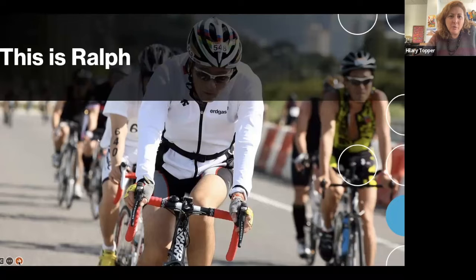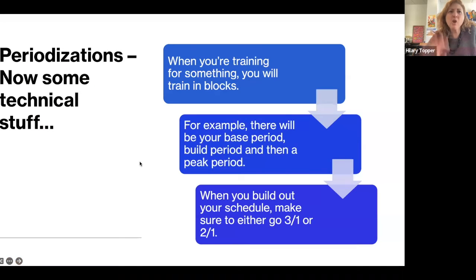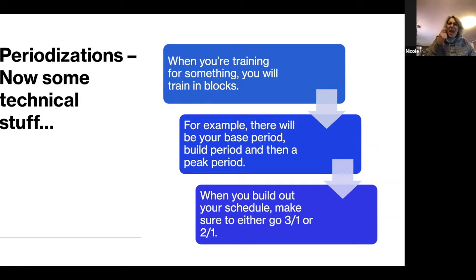All right, so let's go now into periodization. This is a little technical, but I think it applies to both runners and triathletes. What you want to do is train in blocks, and you're going to have different periods. Say your marathon is in November. You have your base period, your build period, your peak period, and then the race.